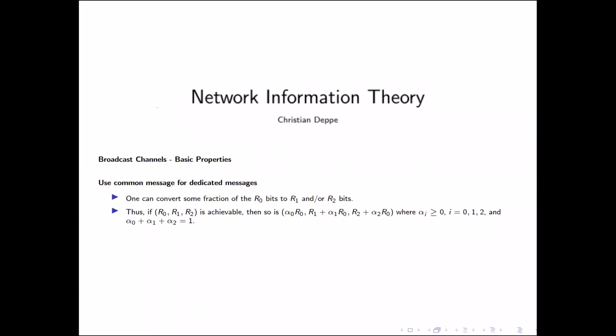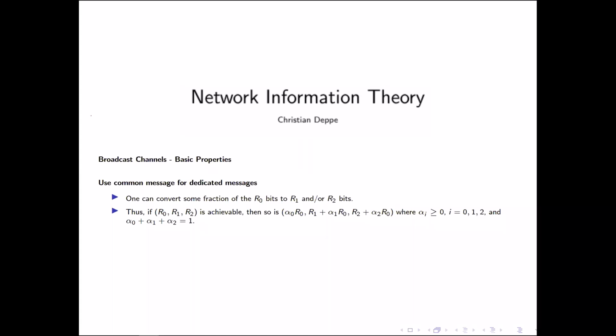Before we come to our special cases of the broadcast channel, we want to look at some basic properties. The first property is more or less simple. That is, we can use a common message as a dedicated message. That means if I have this triple (R0, R1, R2) achievable, then also (alpha 0 R0, R1 plus alpha 1 R0, R2 plus alpha 2 R0) are achievable. What does it mean? Somehow one really used the common messages for the dedicated messages.